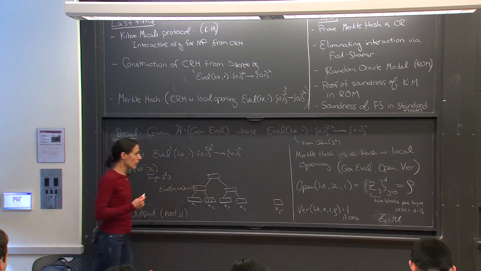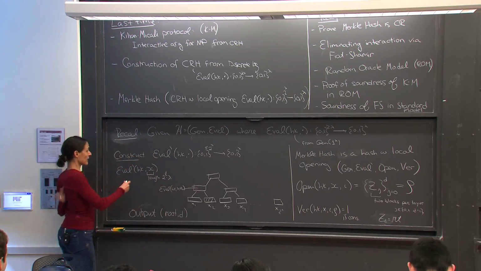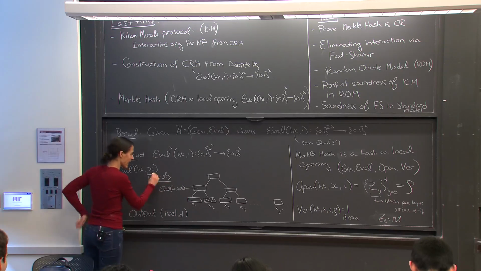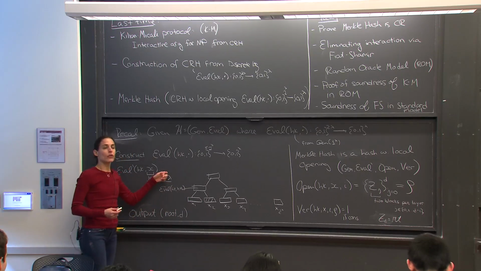And what does it do? So what it does is the following. It takes as input x. Let's suppose for simplicity that x is exactly 2 to the L times lambda bits.